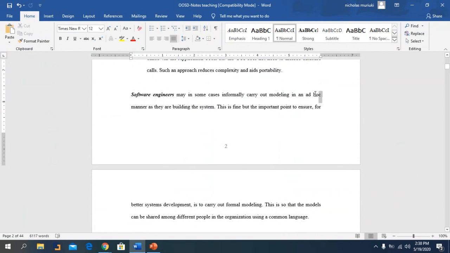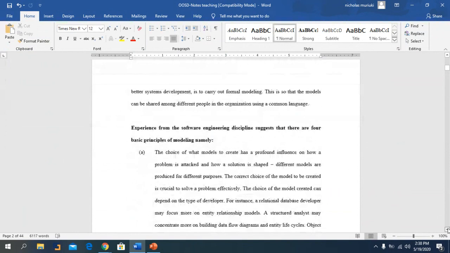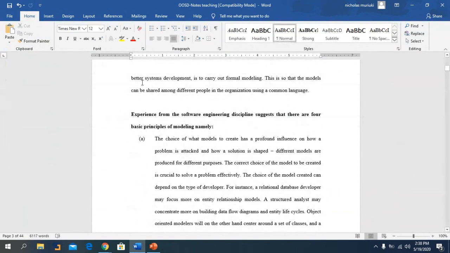So when you talk about ad hoc, we are saying in a simple manner as they are building the system. Just take away the system will be understood by the users. So in our field now, as a software engineer or as a developer or as a programmer, what are the principles that I am supposed to follow when I'm coming up with this system? Remember, when you're coming up with this model or the system, we need to understand it.